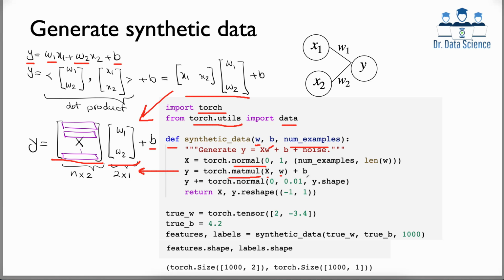The reason that this works by just adding a single scalar here is because of the broadcasting mechanism. So this means that this parameter B is going to be added to all the elements of the result of this multiplication.